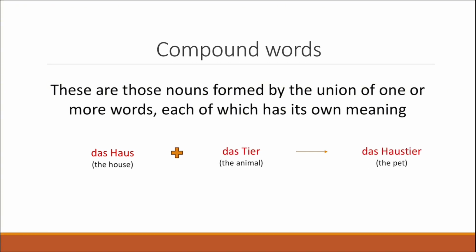And lastly, here's another example. If we have the word das Haus, which means the house, and das Tier, which means the animal, then the compound word that we're going to build out of that is going to be das Haustier, which means the pet. And if you think about that, a pet is basically an animal which stays at home, or an animal which can stay at home without doing any damage. And this is the meaning of compound words.